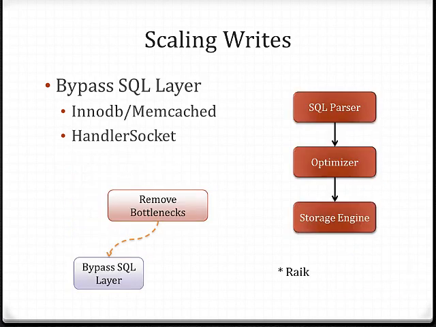You can bypass the SQL layer, which Sergey here may have a lot more information about tomorrow than I have. The idea with a relational database, you have 3 layers basically. You have an SQL parser, an optimizer, and a storage engine. And if you bypass these 2 layers at the top, you can go directly to the storage engine. There's the InnoDB memcache, which hasn't come out yet, and you have handler socket at the moment. And it's very, very fast, especially with primary keys.